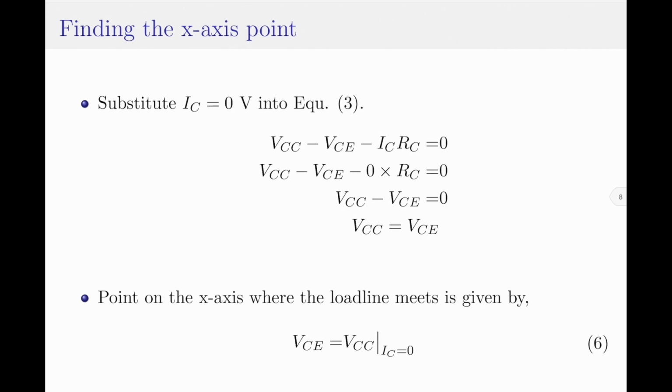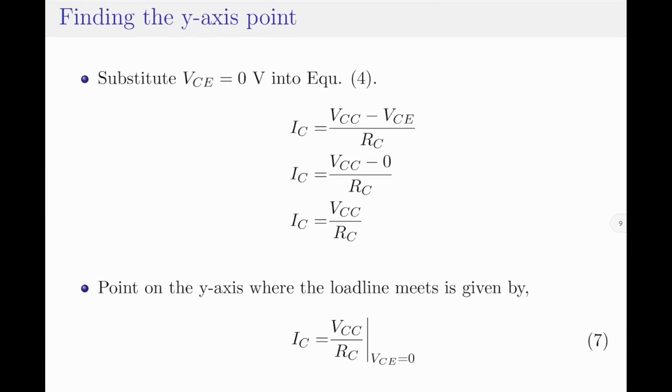I will start by first finding the point on the x-axis. So, as already said, substitute IC equal to 0 amperes into equation 3. This is equation 3, please note. So, I am substituting IC as 0 and simplifying the equation, we will obtain VCC equal to VCE. Please note, the x-axis of the output characteristic curve is VCE. Therefore, the point on the x-axis where the load line meets is given by VCE equal to VCC at IC equal to 0.